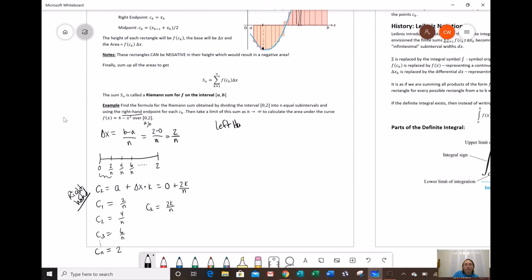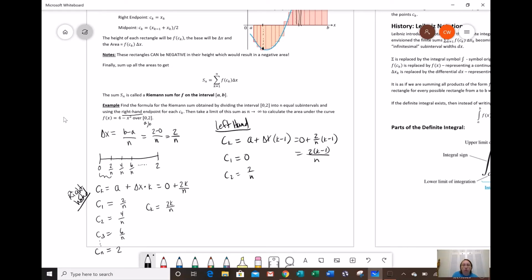So left hand, ck would start with 0. We want the first term to be the 0, the left-hand point. And then c2 we want to be 2 over n. So it's going to be the same numbers, we're just going to start at a different value. So how are we going to adjust? Well, it's going to end up being a plus delta x times k minus 1. So for our case, a is 0, delta x is 2 over n, times k minus 1, or just 2 times k minus 1 over n. So this is the general form for the left hand. So if you need that, there it is.